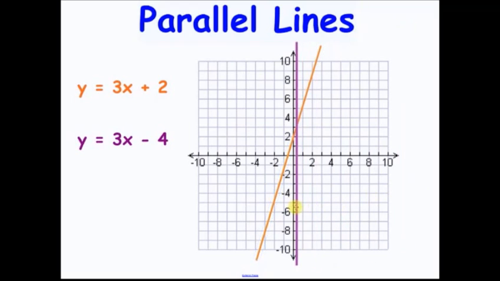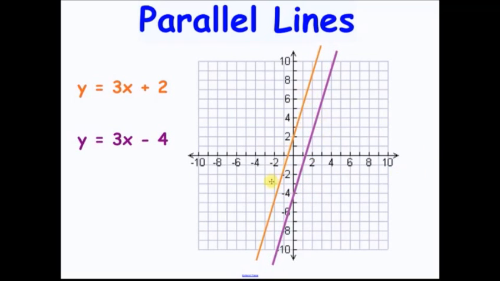The other equation has the same gradient. So when I set my gradient, we know that we have a rise of 3 for every run of 1. That's what a gradient of 3 is. So it should look something like that. However, this line has a y-intercept at minus 4. So I need to move my line down a bit. And it cuts through minus 4.